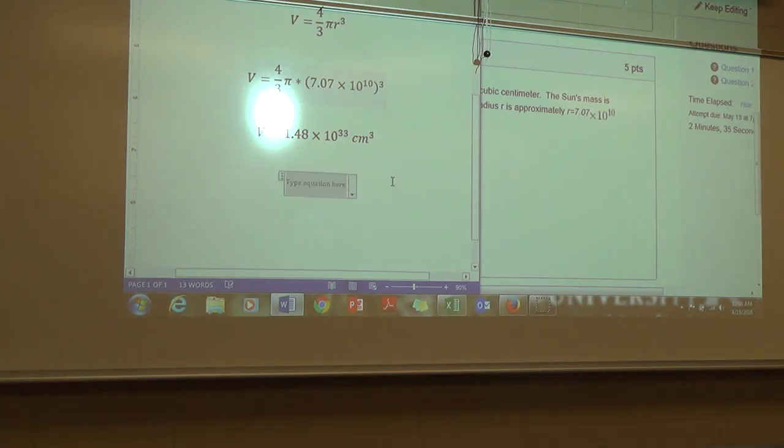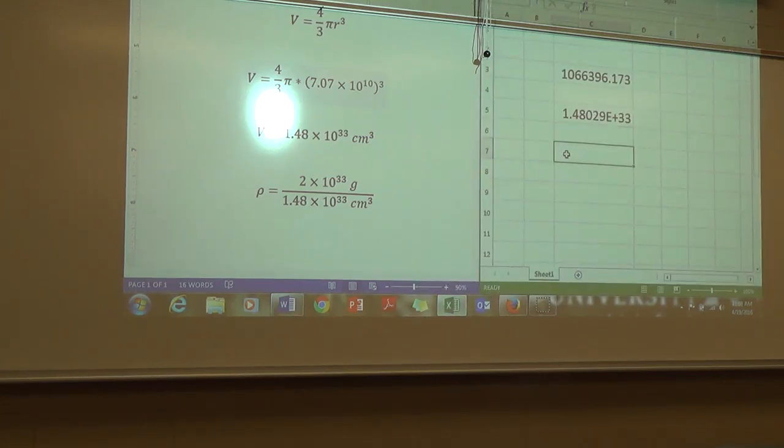So the density is grams divided by cubic centimeters, right? So 2 times 10 to the 33 grams divided by 1.48 times 10 to the 33 cubic centimeters, and we get 1.35 grams per cubic centimeter. I got 1.35 times 10 to the 66.